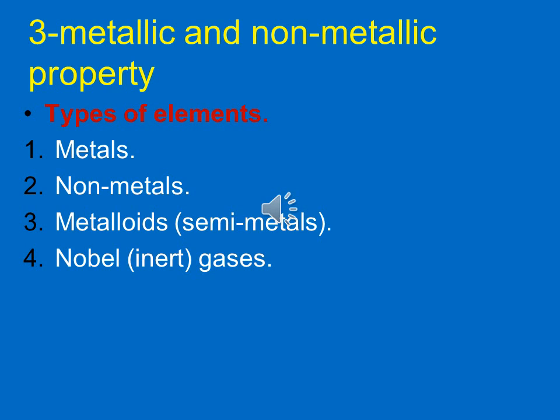The third property in the lesson is the metallic and non-metallic property. We said we have three properties in this lesson: atomic size, electronegativity, and metallic and non-metallic property. So now we will talk about metallic and non-metallic property. We have four types of elements: metals, non-metals, metalloids or semi-metals, and noble or inert gases.